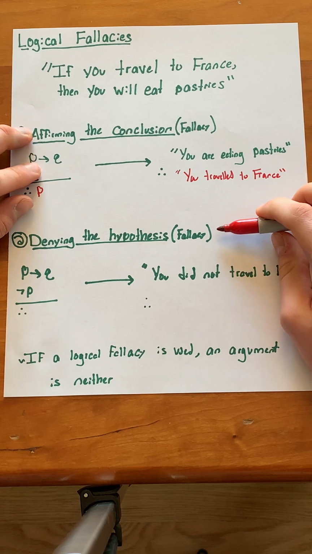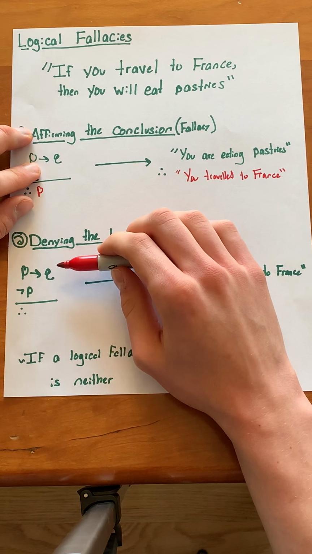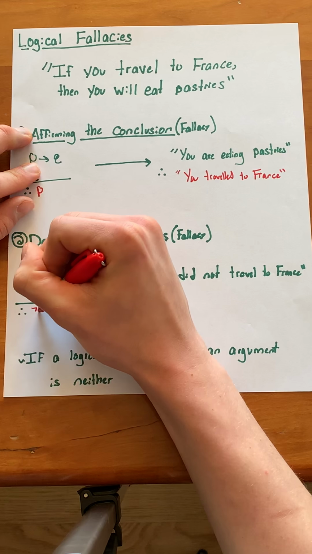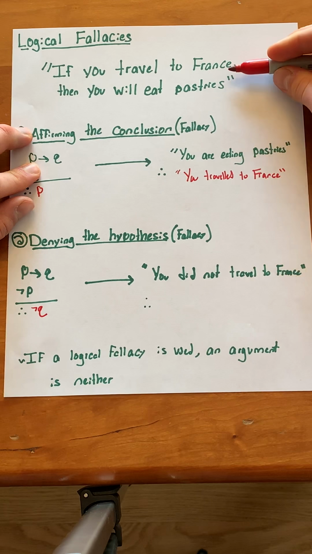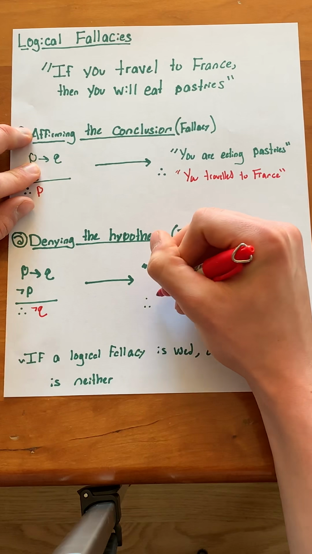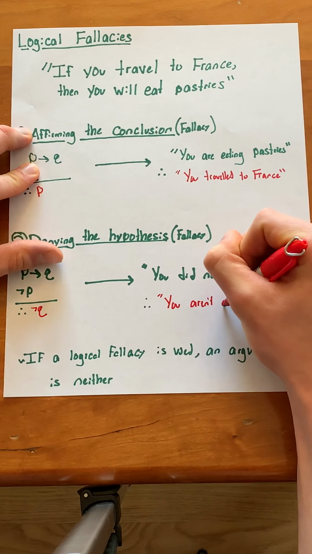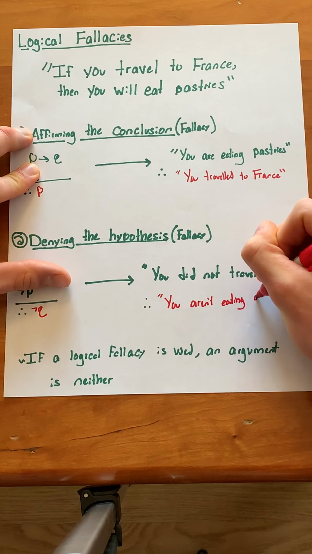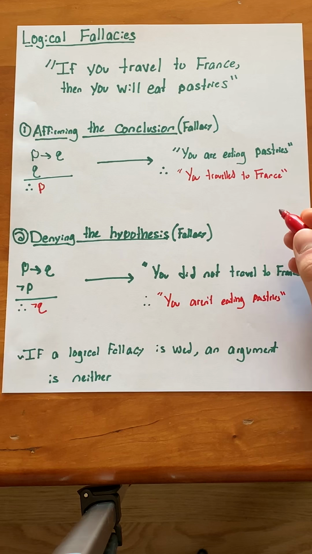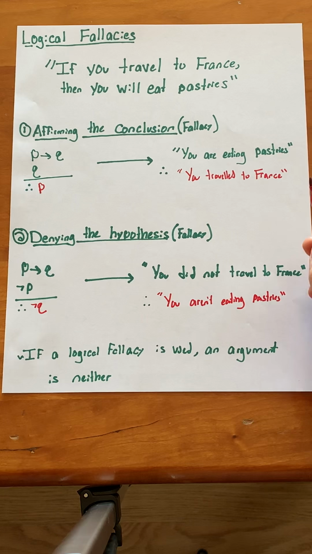Another fallacy you might see is denying the hypothesis. It looks like this. We have if P then Q, and we say not P. Therefore, we conclude not Q. In terms of our premise, we would deny the hypothesis and say, you did not travel to France. Therefore, you aren't eating pastries. Again, however, this isn't true. Thankfully, we have pastries in plenty of places outside of France.